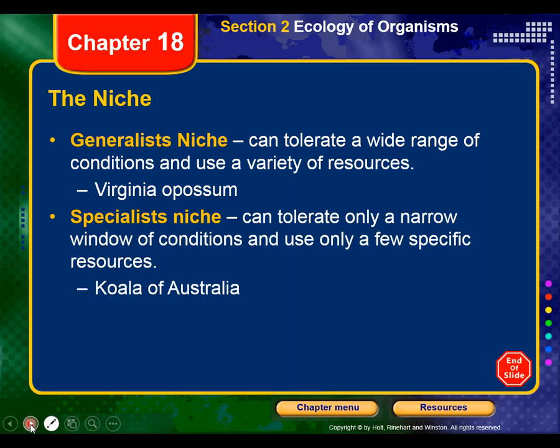The other side of that is the specialist niche, which can tolerate only a narrow window of conditions and use only a few specific resources. So like the koala of Australia can only eat eucalyptus leaves, and it's only found in Australia in the wild. Okay, pandas are the same way. Pandas are only found in China. They only eat bamboo, so they're very narrow niched organisms.